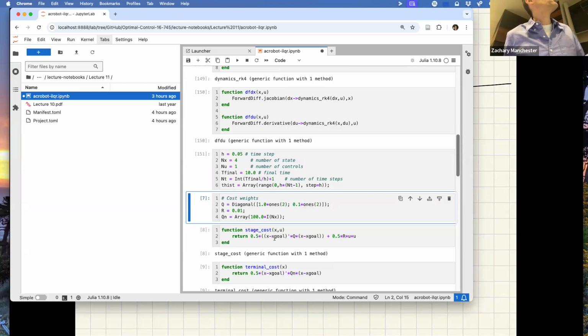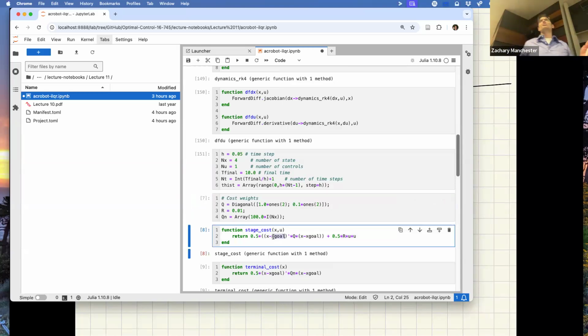Specifically though, what I'm doing here is I have an X goal, and I'm going to start it down here, and I'm going to make the goal state the upright equilibrium. So I'm trying to do a swing up of this guy. It's going to have to pump and try to swing itself up and balance at the top. So that X goal is the upright equilibrium. And otherwise, just Q's and R's, like standard stuff.